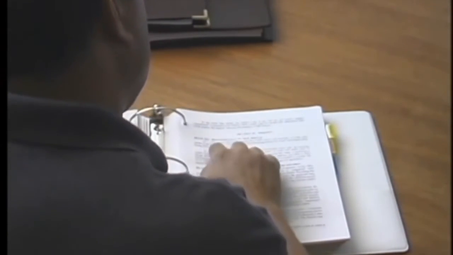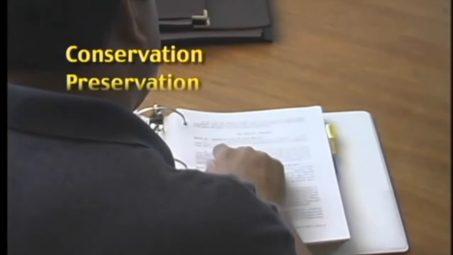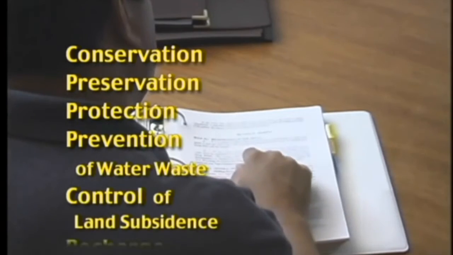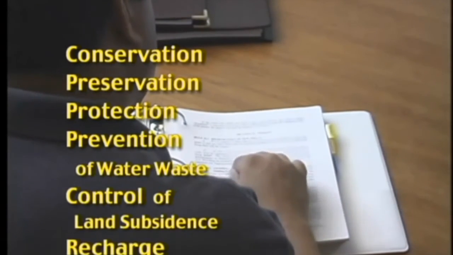The process culminates in the creation of rules designed to achieve these goals. These rules cover the conservation, preservation, protection, prevention of water waste, control of land subsidence, and recharge of the resource.